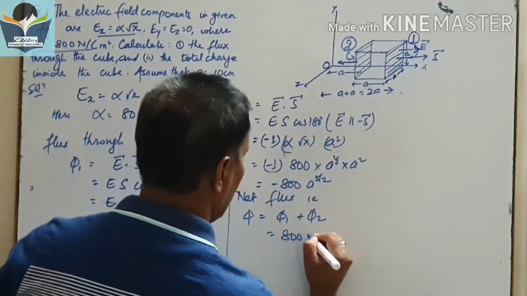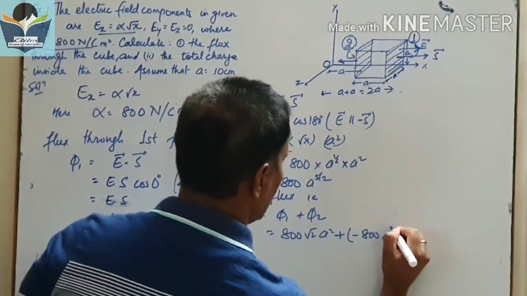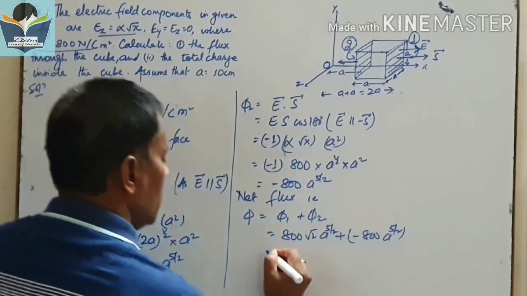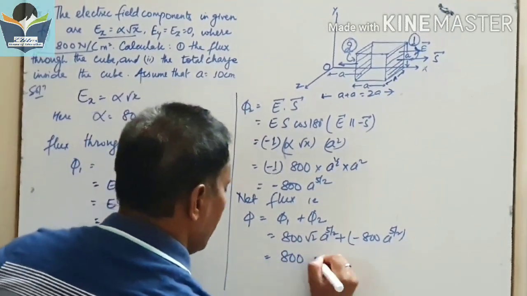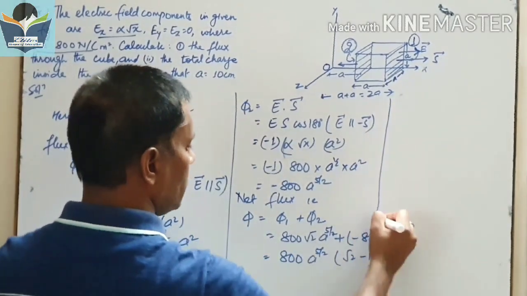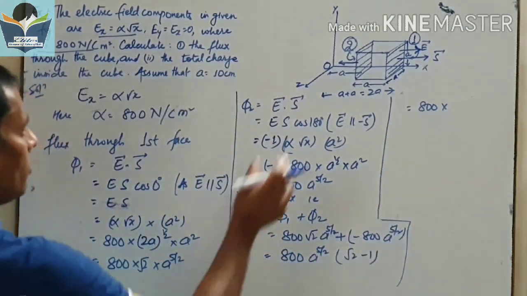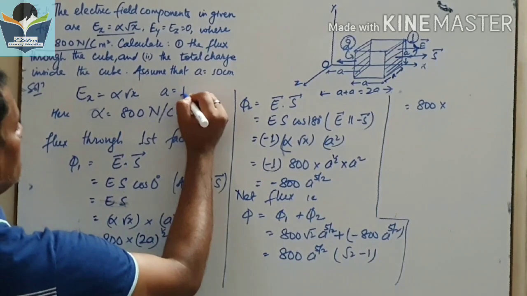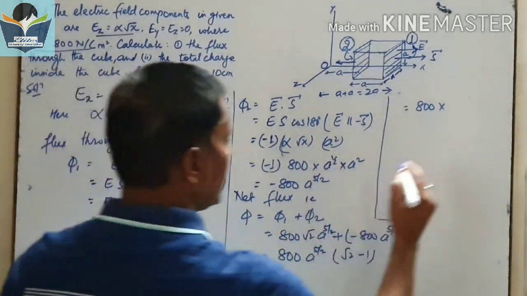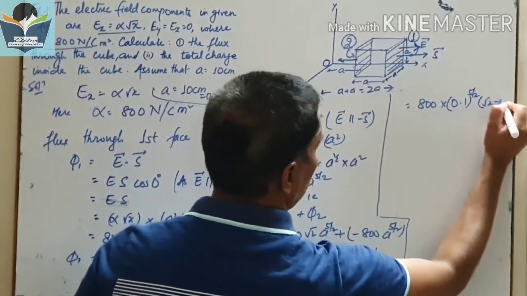Phi 1 is 800 root 2 a square plus minus 800 a to the power 5 by 2, sorry, it is also 5 by 2. In these two we have 800 a to the power 5 by 2 common, root 2 minus 1. You place the values here. So this becomes 800 into, how much is A? A is given to us as 10 centimeter, that is 0.1 meter. So place the value 0.1 to the power 5 by 2 into root 2 minus 1.